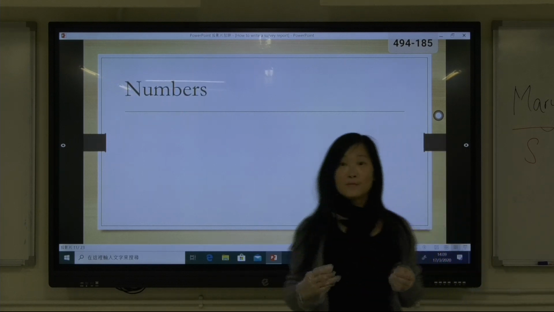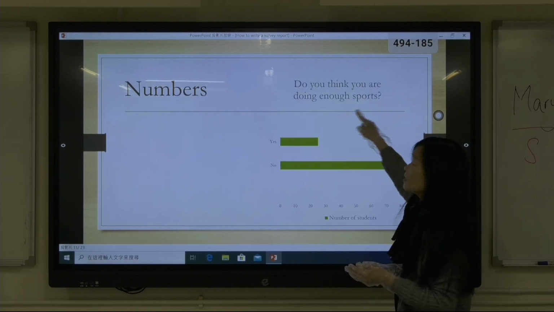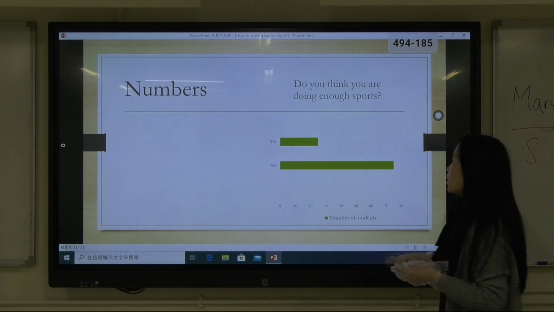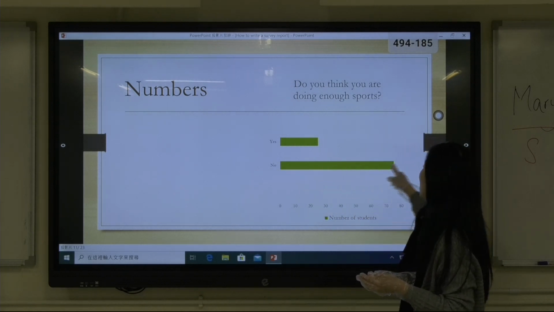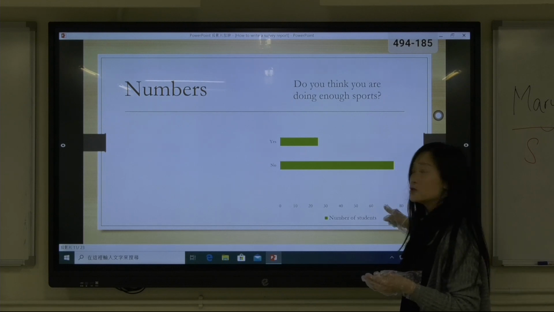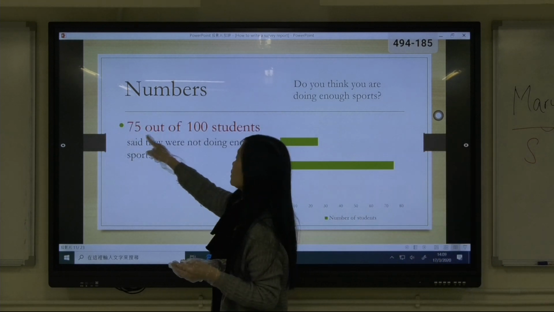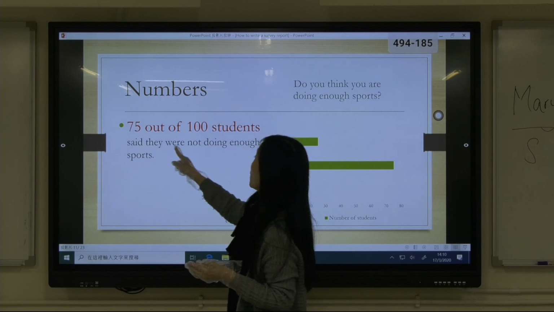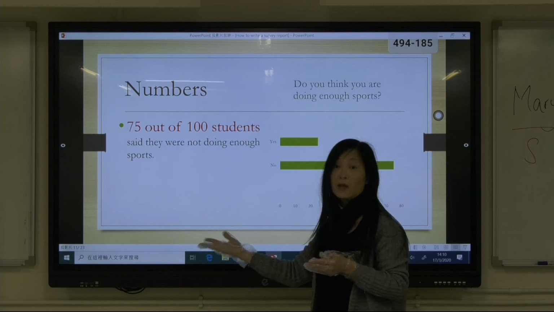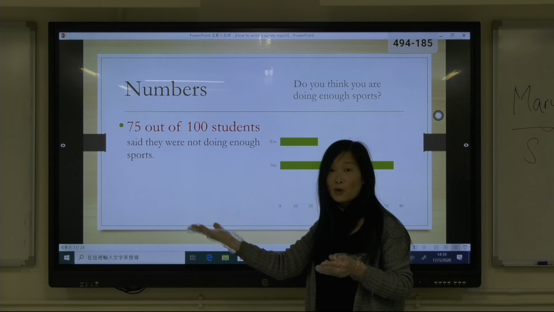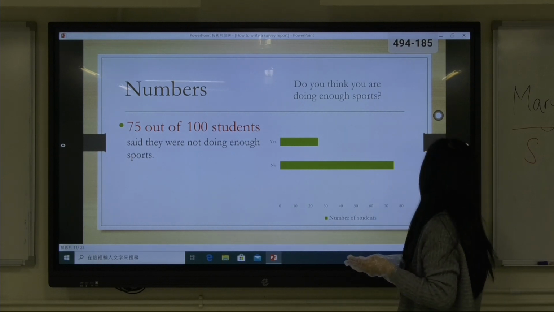You can also tell by number of people. Like, do you think you are doing enough sports? Right. So look at the number. Now, here, if you don't see it very clearly, I'll tell you no means no, not enough. How many students? 75 students. So you can say 75 students, don't do it. So by telling the number, you can say 75 out of 100 students said they were not doing enough sports. So this is by telling the number of people, number of students that you can present one of your data to the readers of the report.